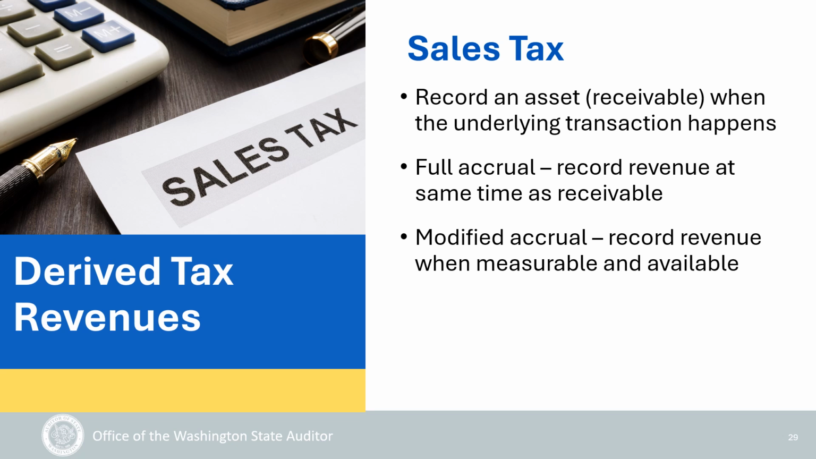For full accrual, derived tax revenue is recorded at the same time as the receivable. However, under modified accrual, the revenue can only be recognized when it is measurable and available. Most of the time, sales tax revenue will be measurable because local governments get reports from the state that say how much sales tax they are owed. Or the local government can estimate how much they will receive if the exact amount is unknown. So we'll need to know if the revenue is available.